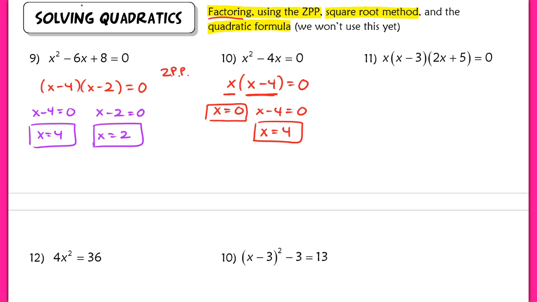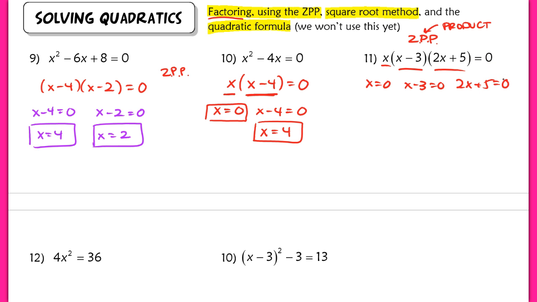Now for number 11, this problem's on here because a lot of times students make this really difficult for themselves and they try to multiply out all these terms. But remember, you want to solve this by using the zero product property. That P here stands for product. We already have a product. This is something times something times something, so that's a product. So right away we can apply the zero product property here. We can say that either x is equal to 0, x minus 3 is equal to 0, or 2x plus 5 is equal to 0.